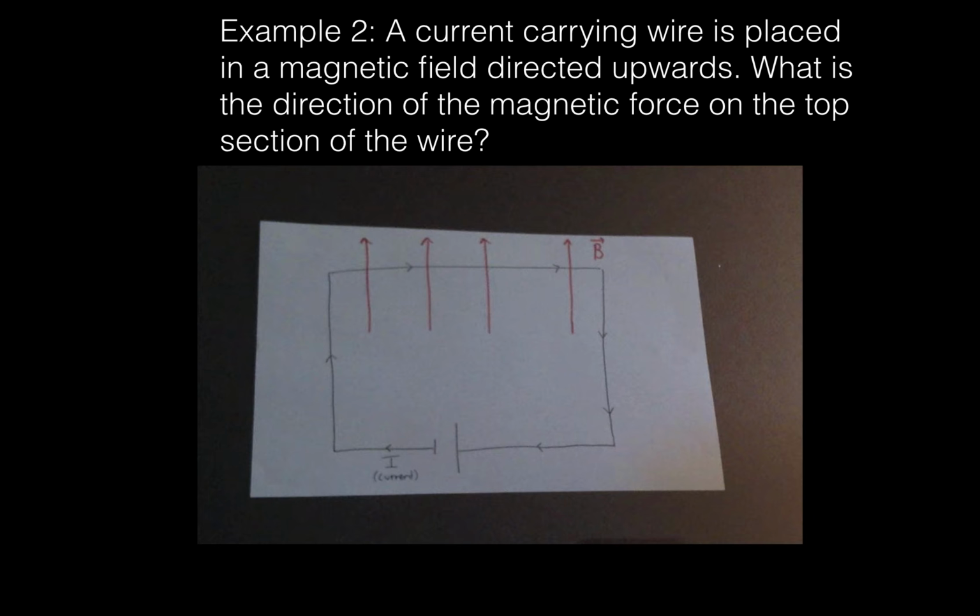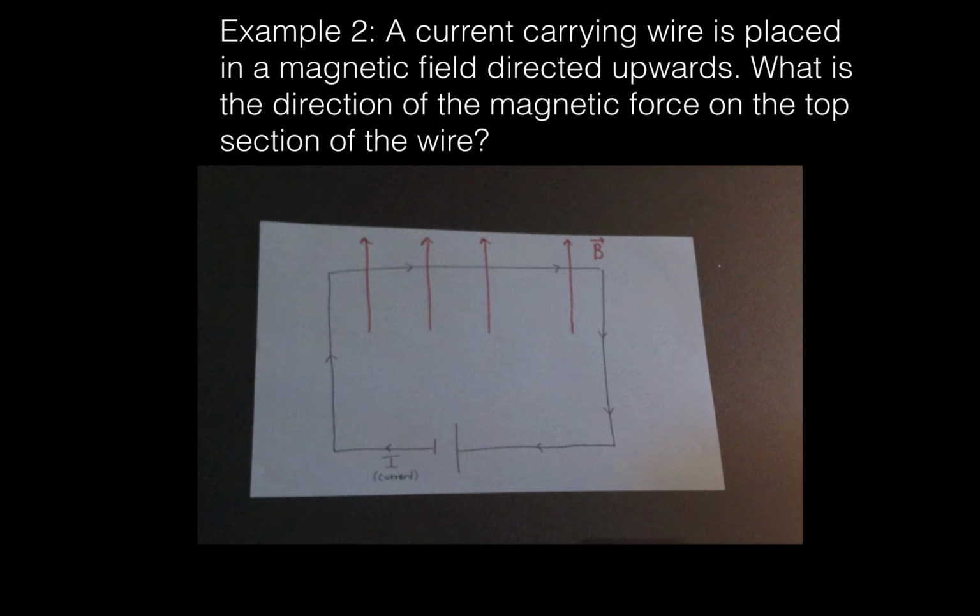Example 2. A current-carrying wire is placed in a magnetic field directed upwards. What is the direction of the magnetic force on the top section of wire? The battery symbol is drawn, so the positive terminal of the battery is the longer side of the wire. The current is drawn so that the current comes out of the negative end and goes into the positive end. This tells us that the current that we're looking at in the diagram is electron flow. In the top section of the wire, the electron flow travels to the right.